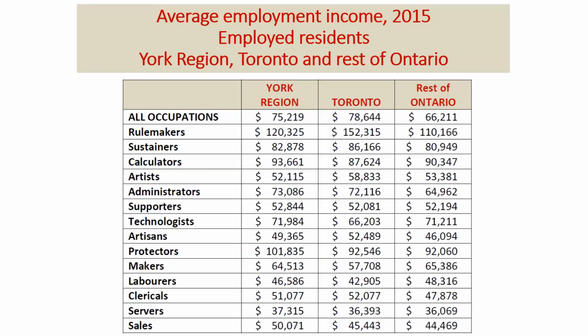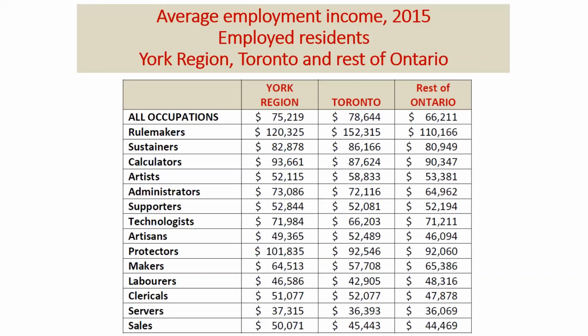Then you take certain clusters, rule makers. Rule makers who live in Toronto, you see their salaries are 152,000 compared to 120 in York Region, and versus the rest of Ontario much lower. But it's not to say that Toronto always has the highest average income for any given cluster.